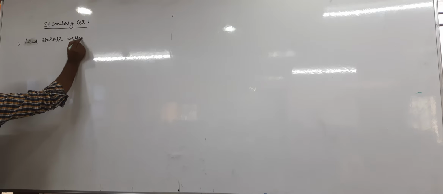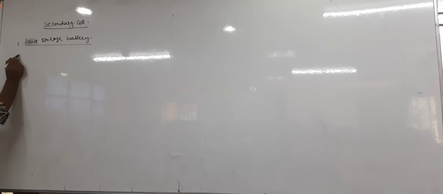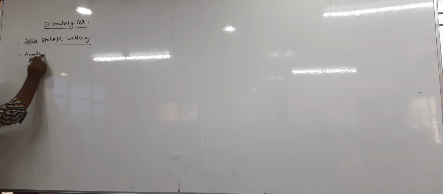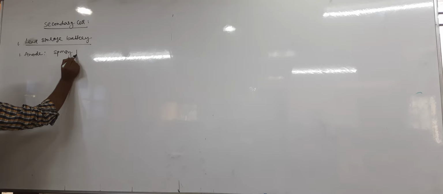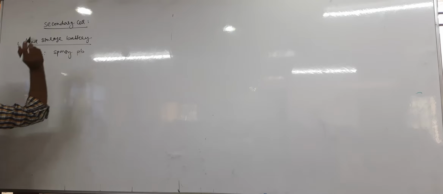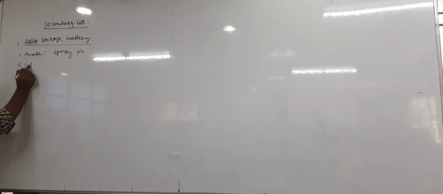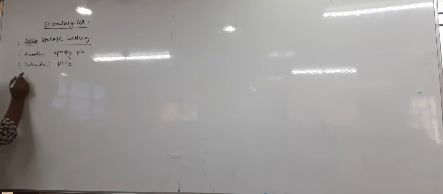In the lead storage battery, what is the anode, cathode and electrolyte? So tell me, first is the anode. What is the anode? Spongy lead, right? That is a sponge, Pb. Next, what is the cathode? Lead oxide, PbO2. And what is the electrolyte?